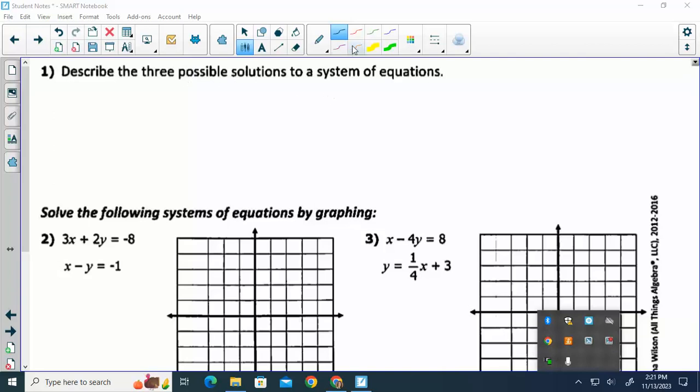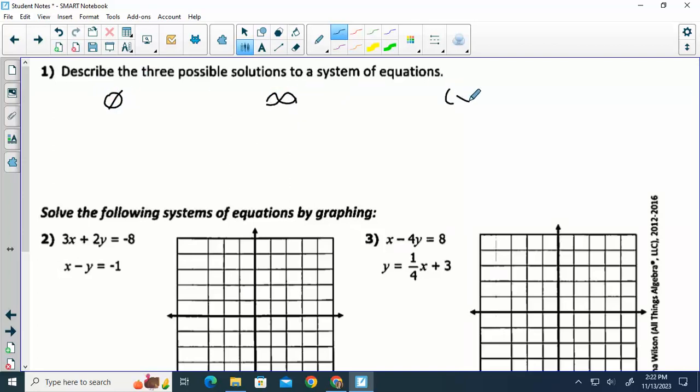Say the three possible solutions. We can get a no solution, we can get an infinity, or we can get an ordered pair. What does it mean when your answer is no solution? Parallel lines. You have two lines that never meet. So there's no solution that makes them both true.